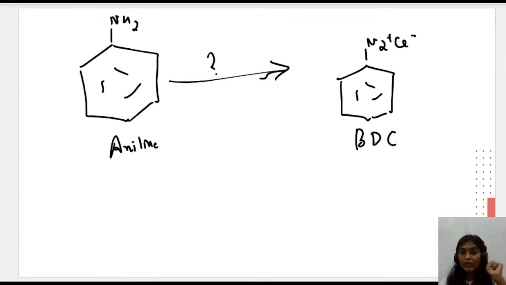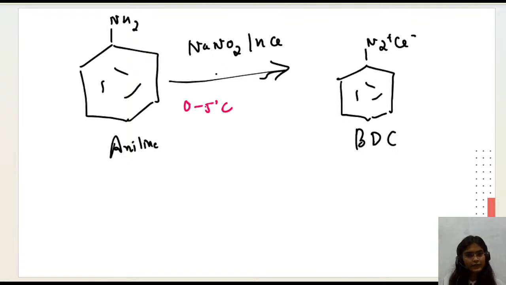If you change the temperature a little bit, we end up with a different product. Yes, the temperature is a really very important point here: 0 to 5 degrees Celsius. How to maintain this? Obviously with the help of ice only. About the reagent, you can use the NaNO3 mechanism as well, but we're not going to follow it, it's not important and very difficult as well. So it's 0 to 5 degrees Celsius. That's it. Now we're ready with this benzene diazonium chloride.